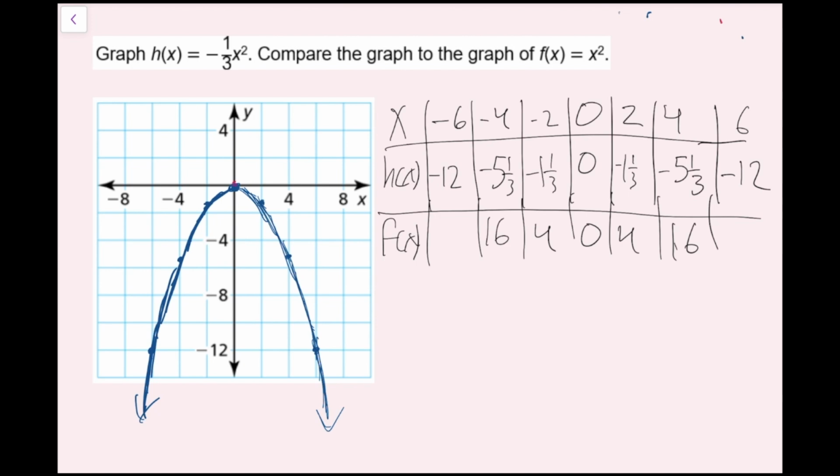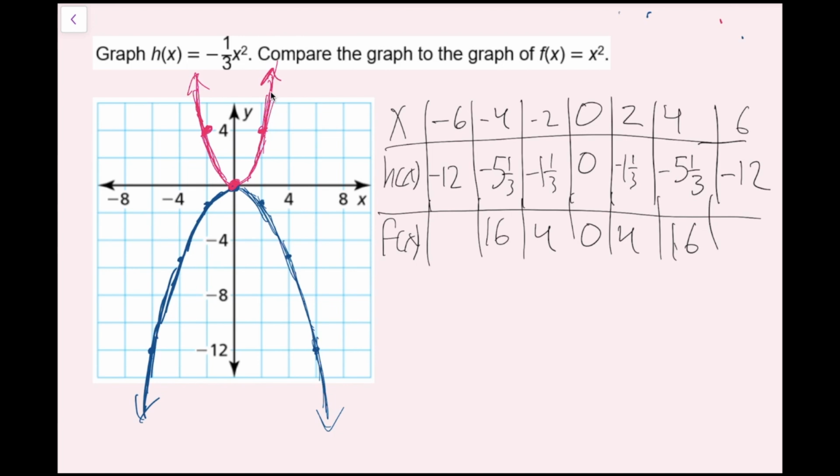So my vertex is the same, and then I see that I have the point 2, 4, and that's all that's going to fit on this graph. So I'm going to draw a smooth curve through this. So something like this. Anyway, now we're going to compare these two functions.